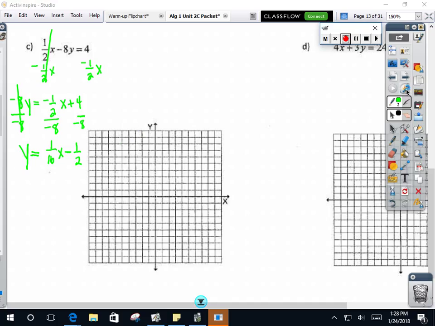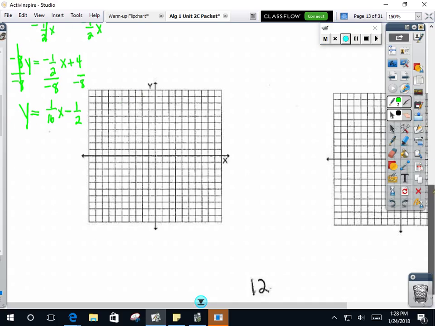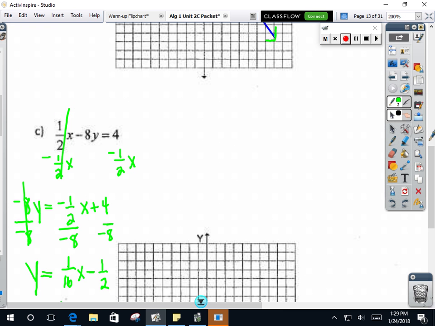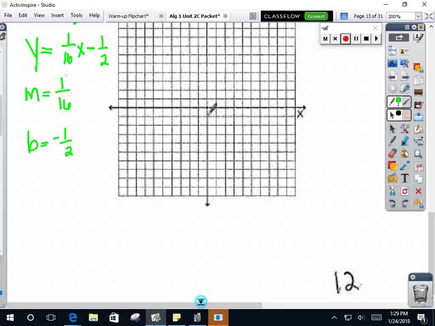All right, now just watch again, okay? So that means that the slope is 1 over 16. So rise 1, run 16. The y-intercept is negative 1/2. So that's the one I plot first. Well, think about it. Negative 1/2, let me zoom in so we can see the graph bigger. Negative 1/2 would be right here in the middle, correct? Between 0 and negative 1.